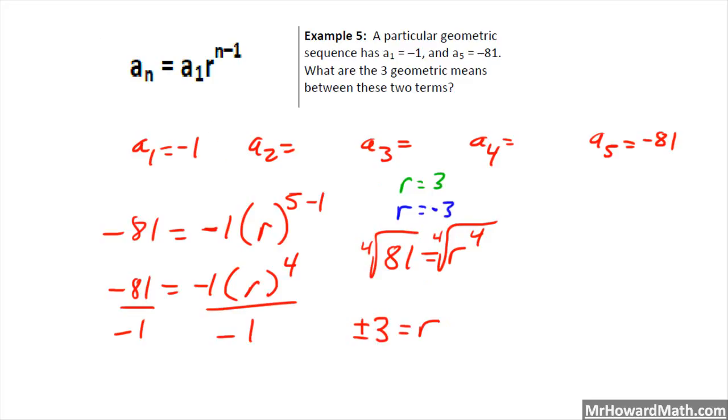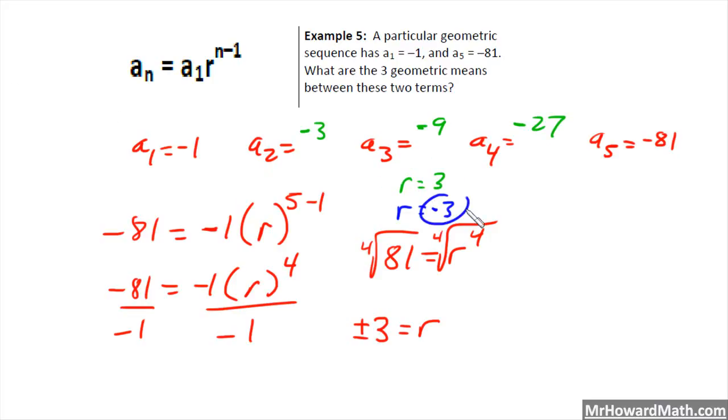So all we're going to do, now that we have our common ratio, is multiply these by each one of those, 3 and negative 3. So 3 times negative 1 gives us negative 3. Then that times 3 gives us negative 9. That times 3 gives us negative 27. Negative 27 times 3 would give us the negative 81. So those are with the r value being positive 3.